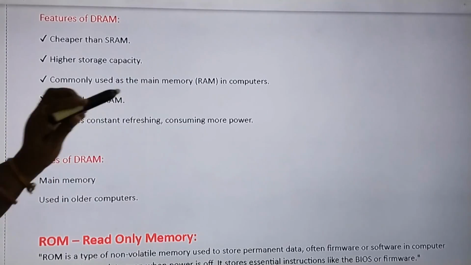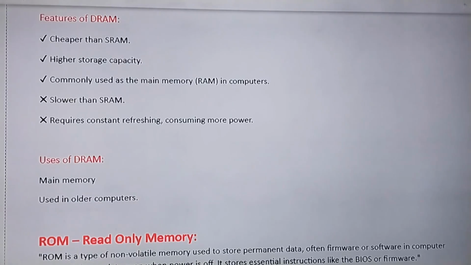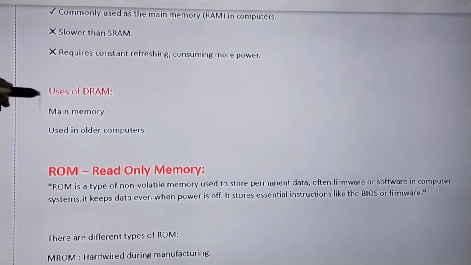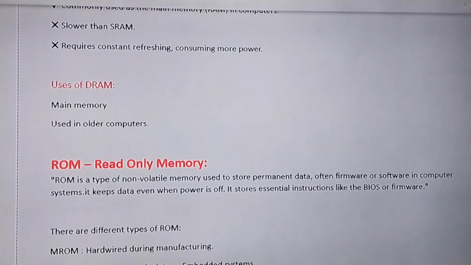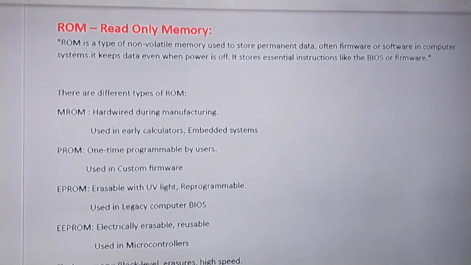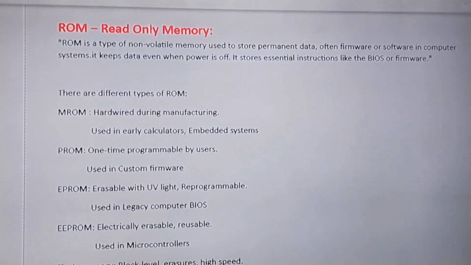It requires constant refreshing, so we can say that the performance of dynamic RAM can be degraded, but it is not as costly as static RAM. So we can afford dynamic RAM for large storage of data. Its main uses are as main memory for storing data and instructions, and it is also used in older computers. Now we come to the next type of memory, that is read-only memory.